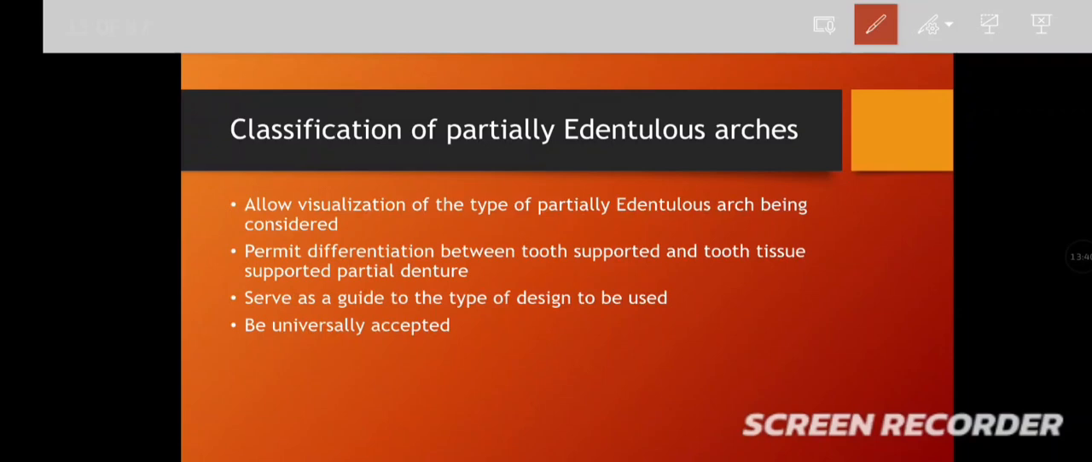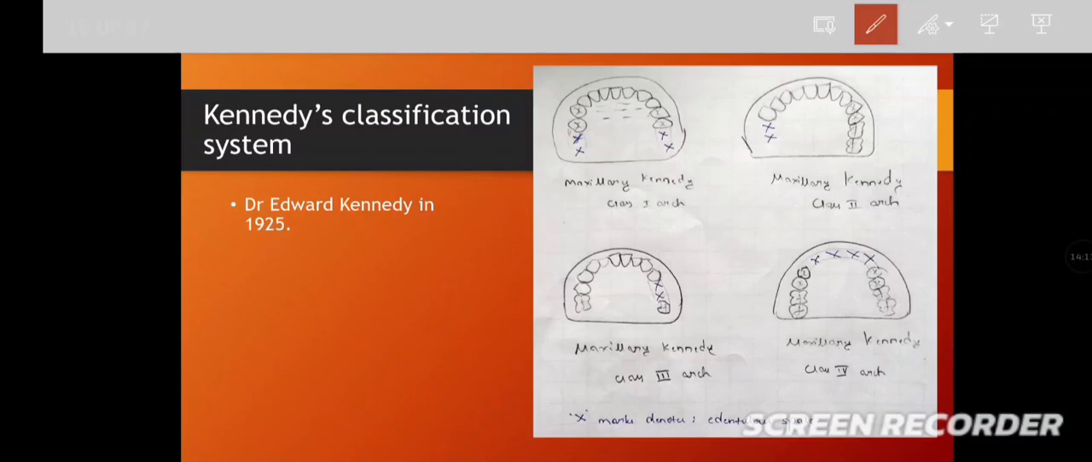Next, coming to classification of partially edentulous arches. Why is classification important? It allows visualization of type of partial edentulous arch being considered. It permits differentiation between tooth supported and tooth tissue supported partial denture. It serves as a guide to the type of design to be used, and it can be universally accepted. Among various classifications, Kennedy's classification system is universally accepted. It is given by Dr. Edward Kennedy in 1925. He classified into four basic classes.